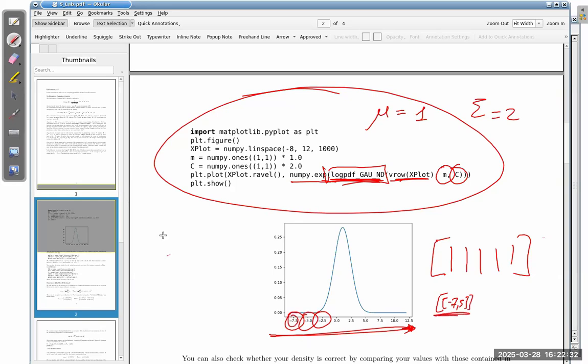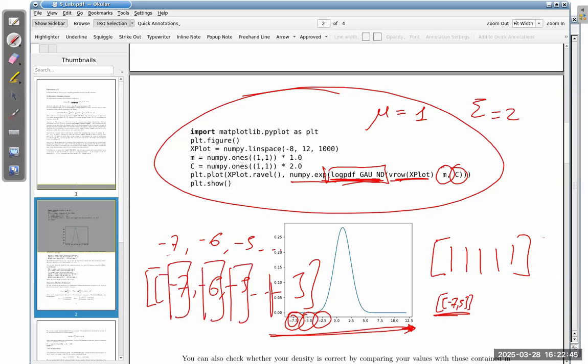So in this case, if I want to compute the density at -7, -6, -5, and so on, I would pass the one-dimensional array that contains these values. This will be interpreted as column vectors, one-dimensional column vectors. For the same reason, we need M to be a 1 times 1 matrix, because mu is 1 times the dimensionality of the space, in this case 1, and sigma is M times M, so again a 1 times 1 matrix.